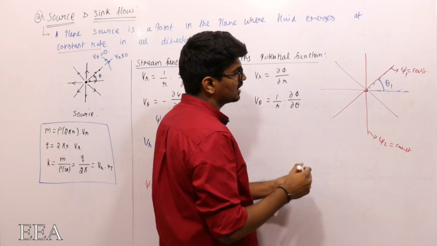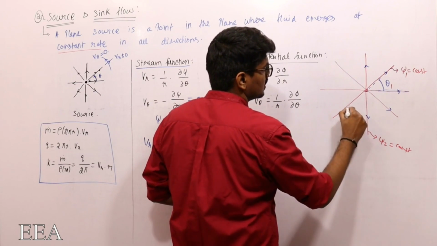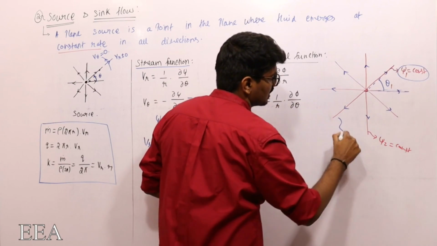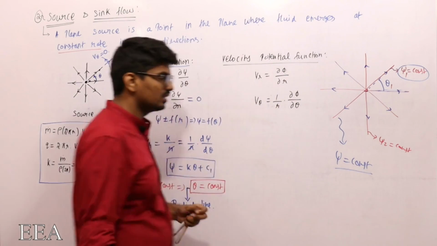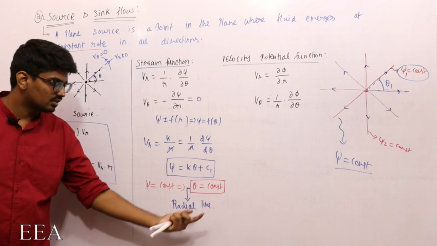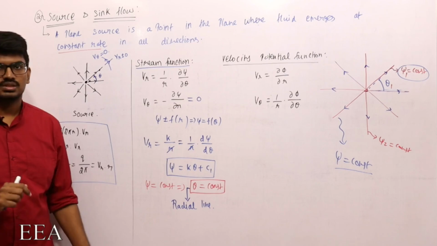So all these are representing constant stream function lines. So psi is equal to constant. Psi equal to constant line is simply theta equal to constant line. Theta equal to constant means it's a radial line. That's it. Now let us jump into the velocity potential function.